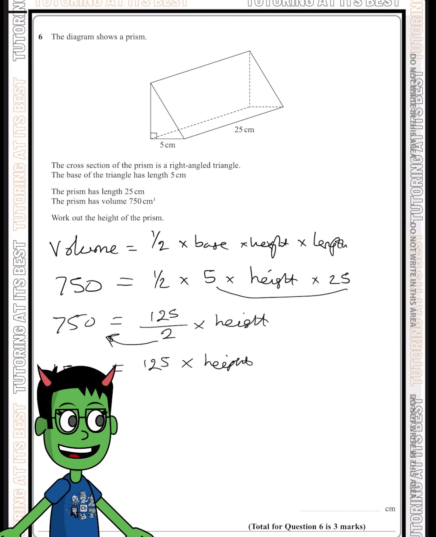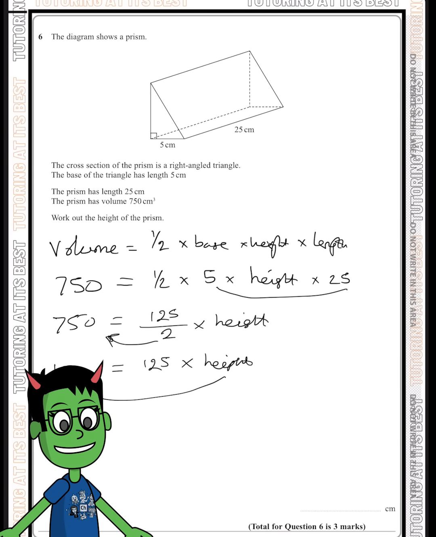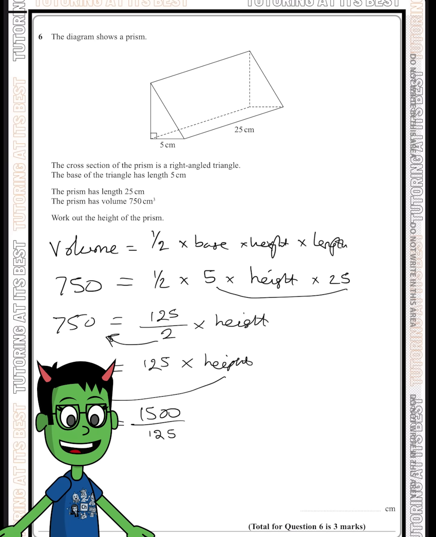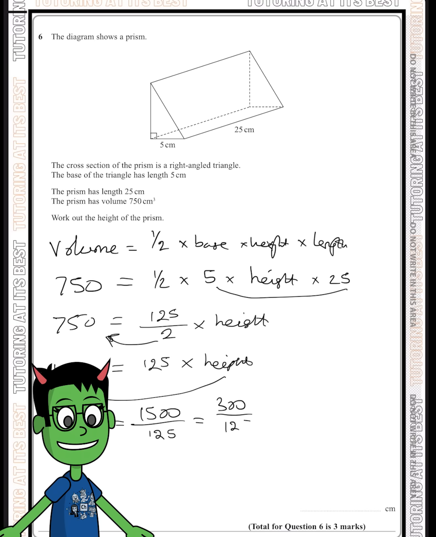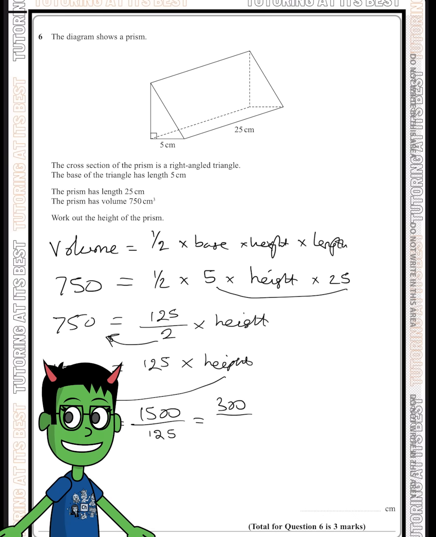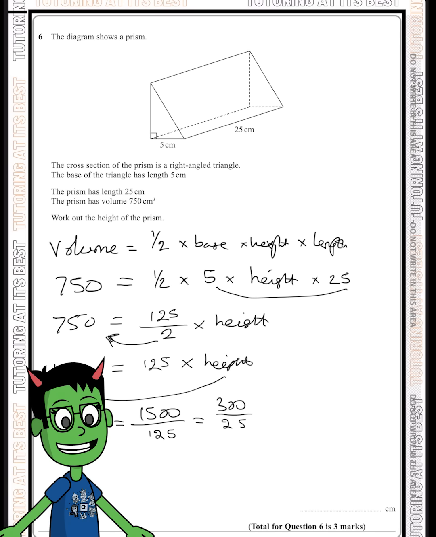Again, we'll now go ahead and make height the subject. And then we'll be left with 1,500 divided by 125, which again, if you divide by 5, gives you 300 over 25, or 60 over 5, and that gives you 12. And that there is your answer.